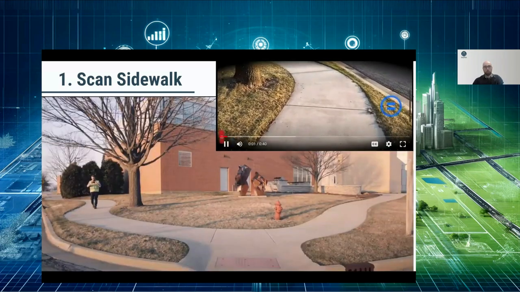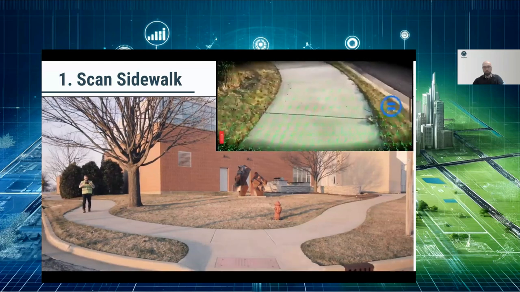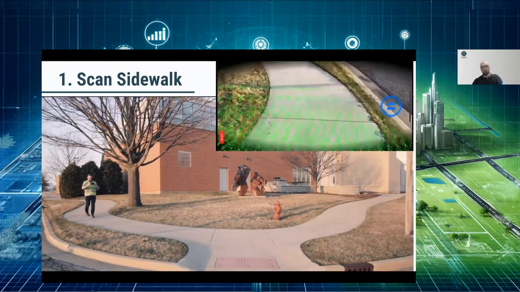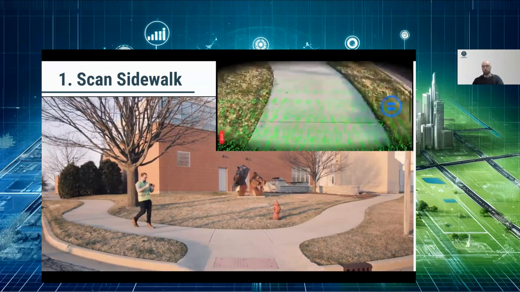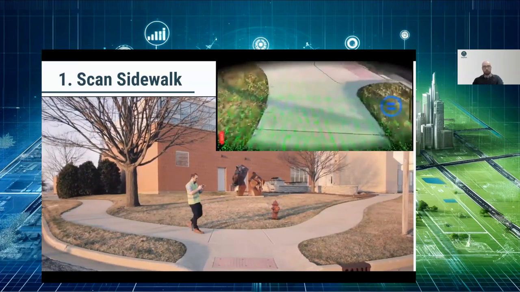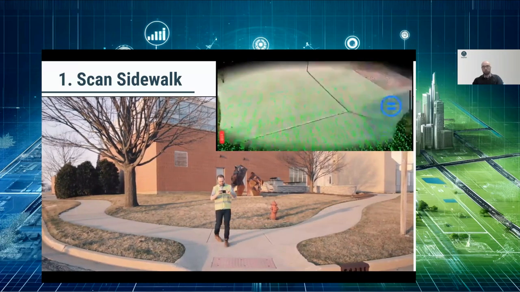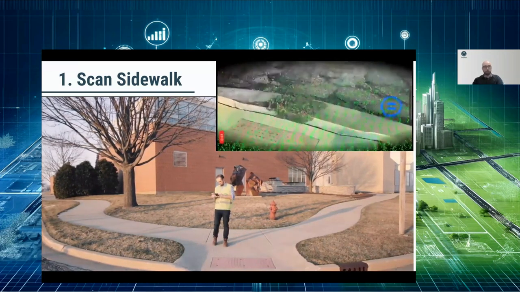You just sort of point at the sidewalk and scan it until it turns green. There's also a manual tagging feature that allows you to customize the data being collected if there's something you want tagged that we don't automatically collect. You can get anywhere from a mile to a mile and a half per hour.